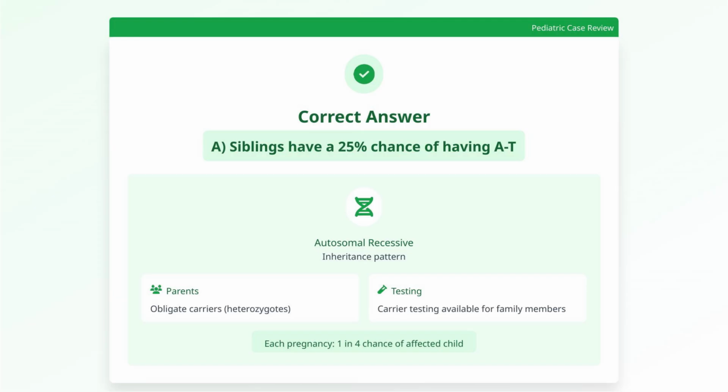Siblings of a child with ataxia telangiectasia have a 25% chance of also having the condition. This follows the autosomal recessive inheritance pattern, where both parents are carriers, heterozygotes. Each pregnancy has a 1 in 4 chance of producing an affected child. Carrier testing is available for family members, and genetic counseling should be offered to discuss reproductive options and screening for extended family.